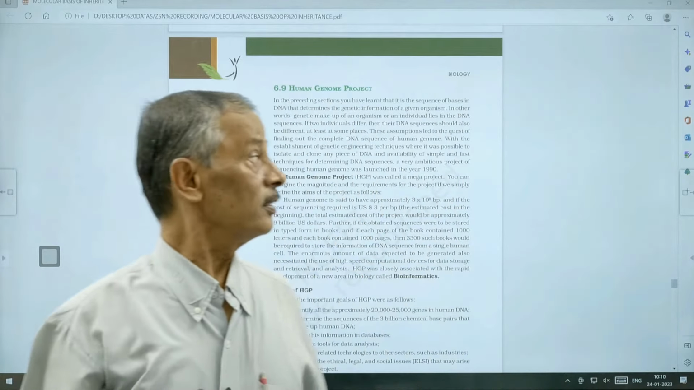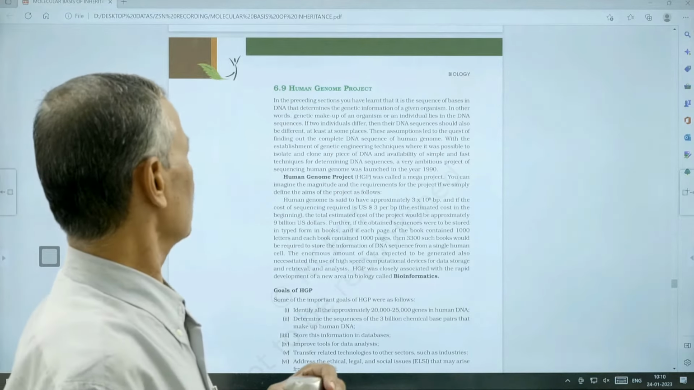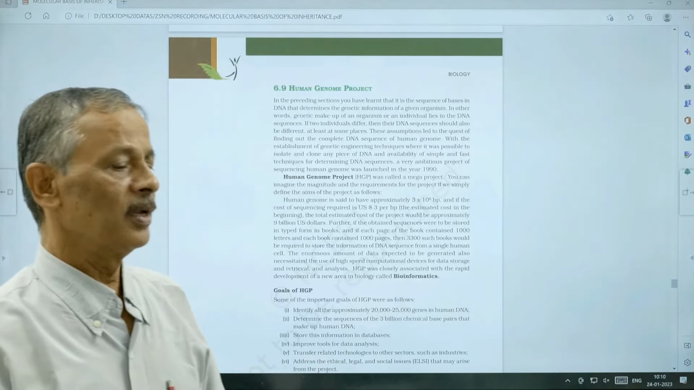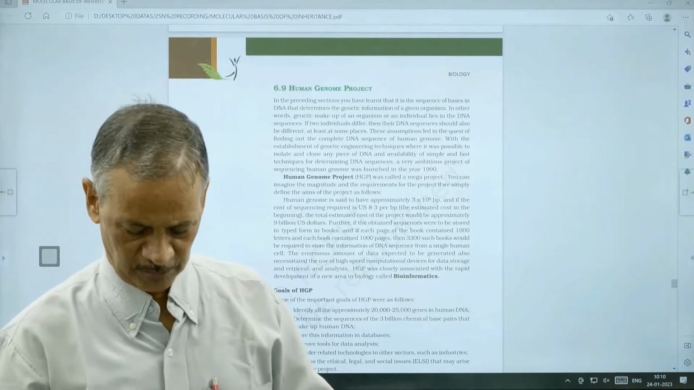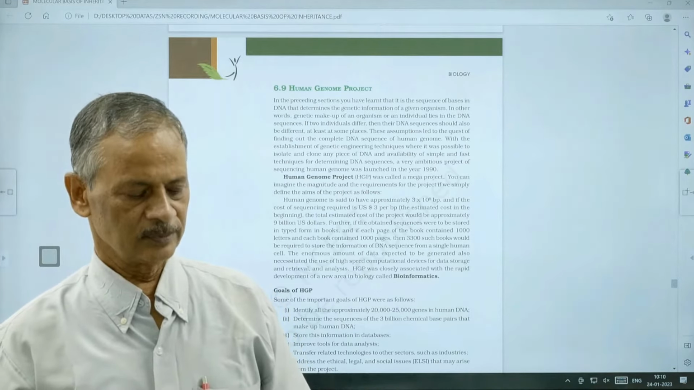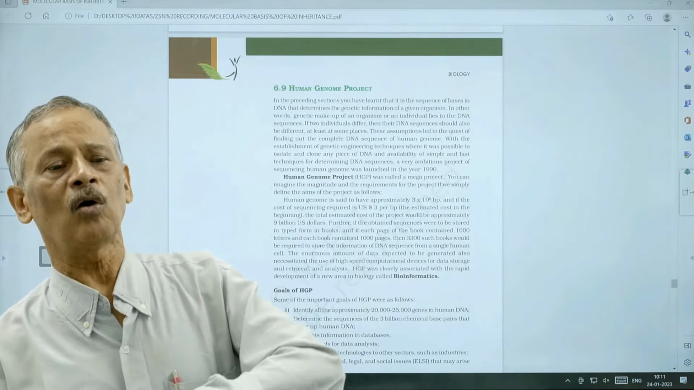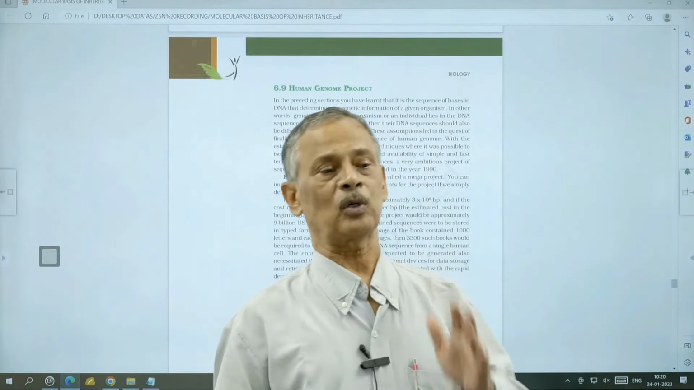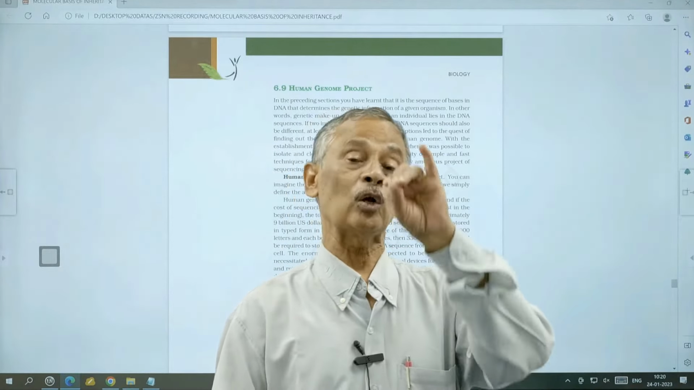the Human Genome Project. What is this Human Genome Project? The Human Genome Project is a mega project. This Human Genome Project involves the study of the entire genome of human beings. Why is it a mega project? Mainly because it involves a lot of money.